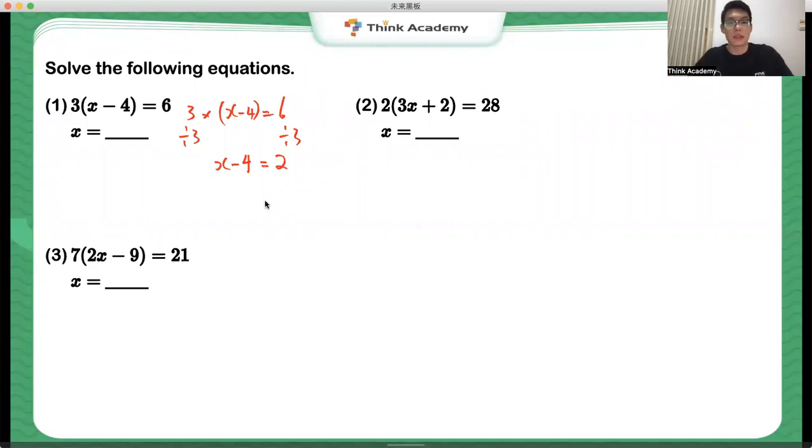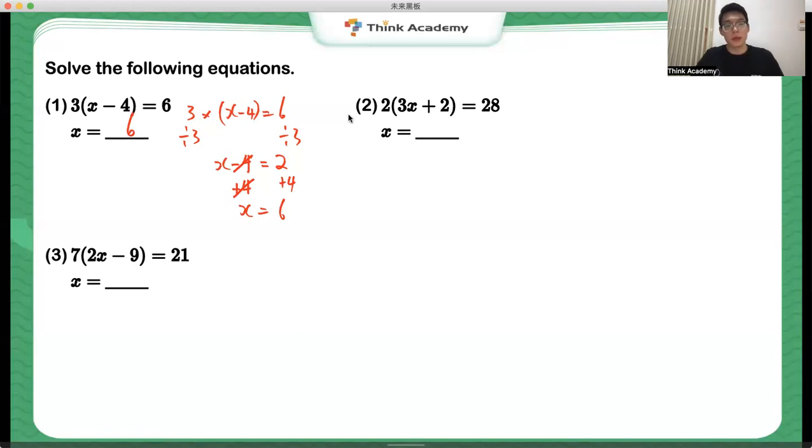So immediately, this becomes pretty simple, isn't it? x take away 4 is 2. So we just need to get rid of the 4 right here. Take away 4, basically. And in order to get rid of it, I just need to add 4 to both sides. And that's how I can find the answer. 2 adding 4 is 6, where the 4 terms are cancelled out on the left-hand side. So for the first one, it's going to be 6.